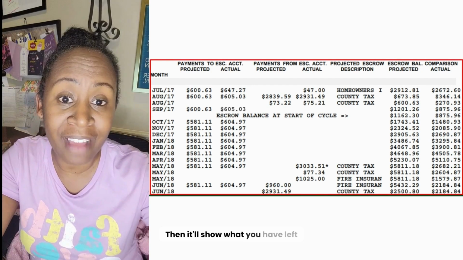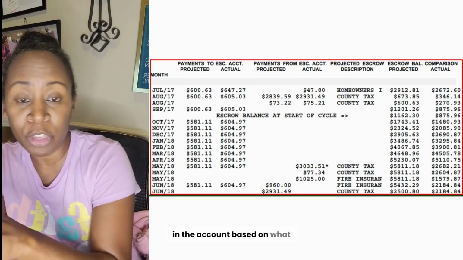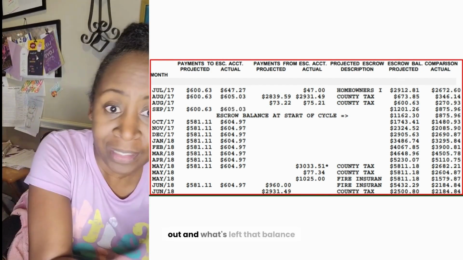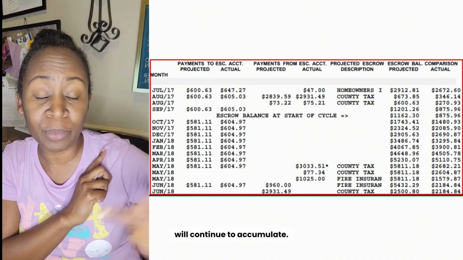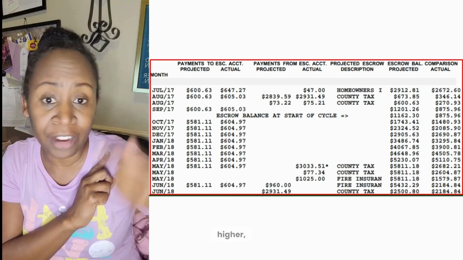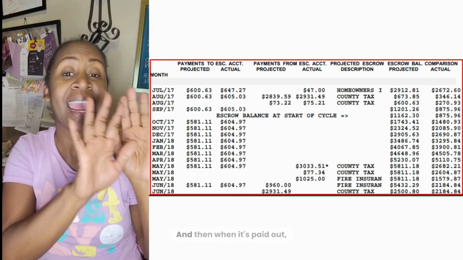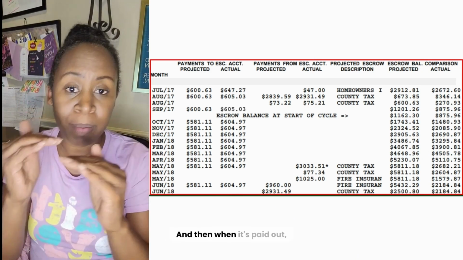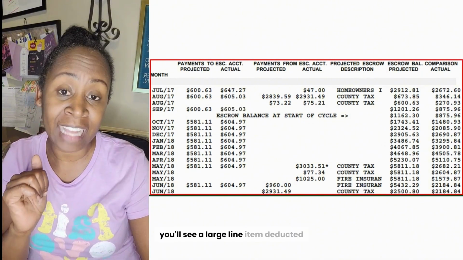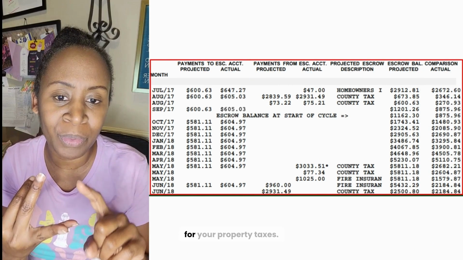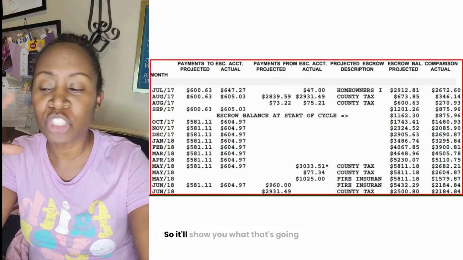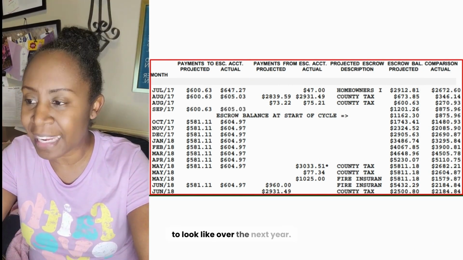Then it'll show what you have left in the account based on what you paid in and what was paid out and what's left. That balance will continue to accumulate. So each month the balance gets higher in your escrow account. And then when it's paid out, you'll see a large line item deducted for, again, homeowner's insurance and again for your property taxes. So it'll show you what that's going to look like over the next year.